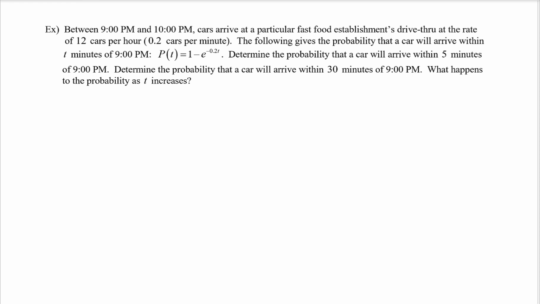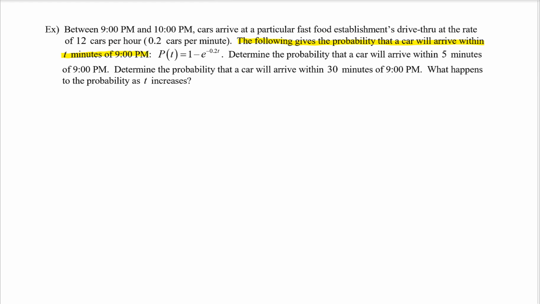So, for example, between 9 p.m. and 10 p.m., cars arrive at a particular fast food establishment's drive-through at the rate of 12 cars per hour, which is about 0.2 cars per minute. The following gives the probability, so this is important, the following gives the probability that a car will arrive within t minutes of 9 p.m.